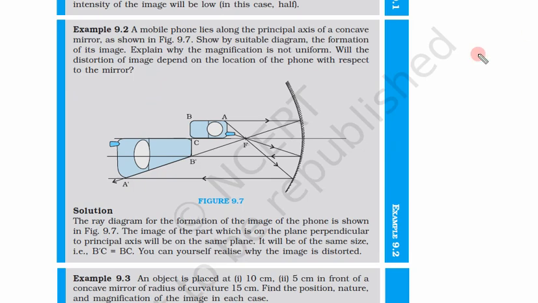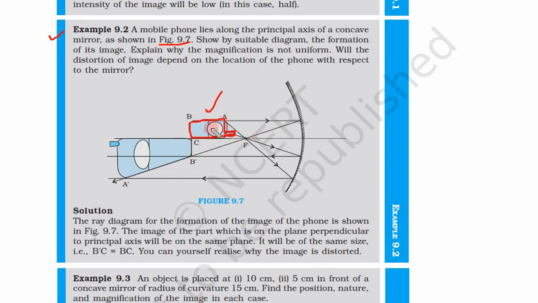Let us see the next example, example 9.2. A mobile phone lies along the principal axis of a concave mirror as shown in figure 9.7. So here is the mobile phone and, as you can see, this is a very old type of mobile phone because this book is almost 10 to 12 years old. This old phone has an antenna on the top of it, but even with this you can imagine what happens to the image. So instead of this, imagine your modern phone with some kind of arrangement on it.